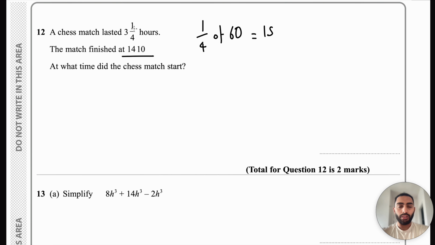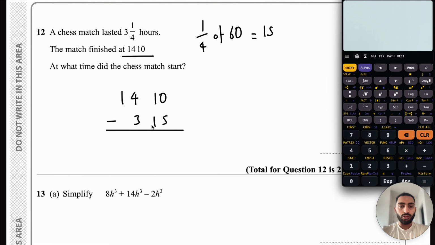So we're taking away 3 hours and 15 minutes. So it's 14:10 minus 3 hours and 15 minutes. And I can do this in my head, or I could also use my calculator. So I would type in 14 and press this button with the apostrophes. That's 14 hours. And then I would press 10 for 10 minutes and press this button again.